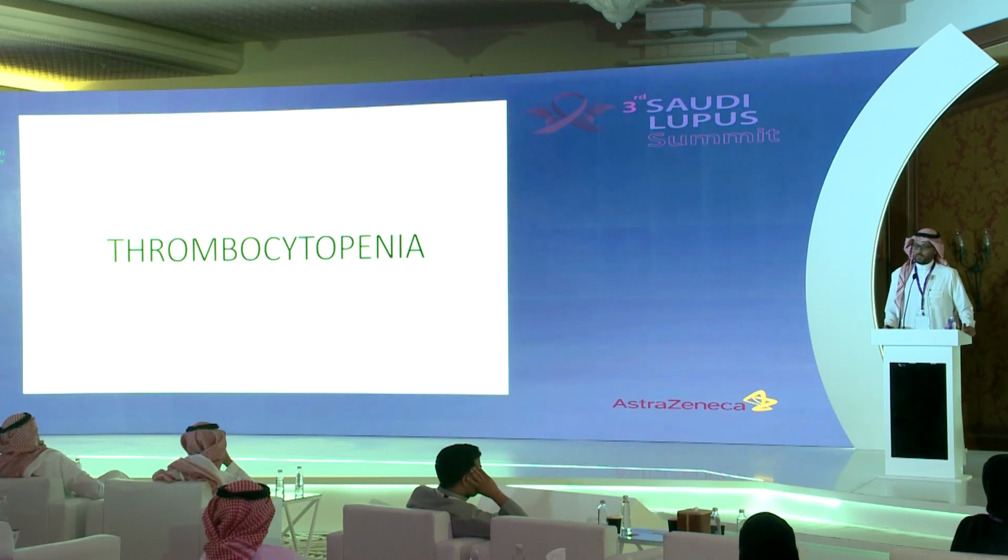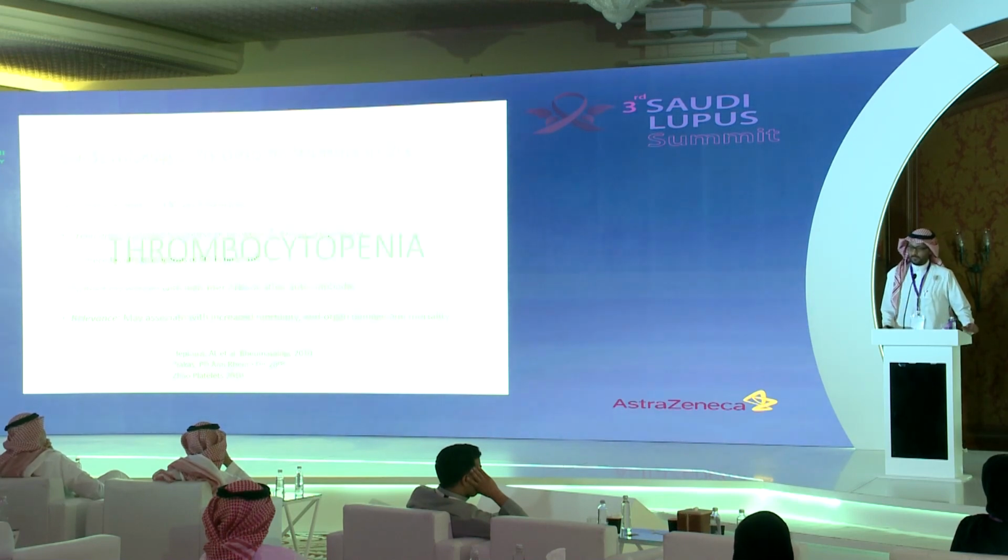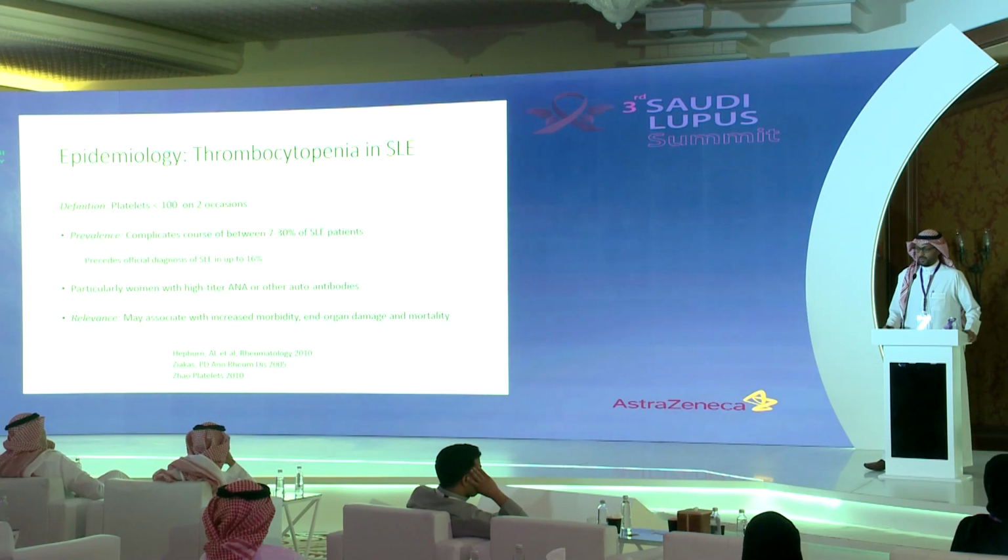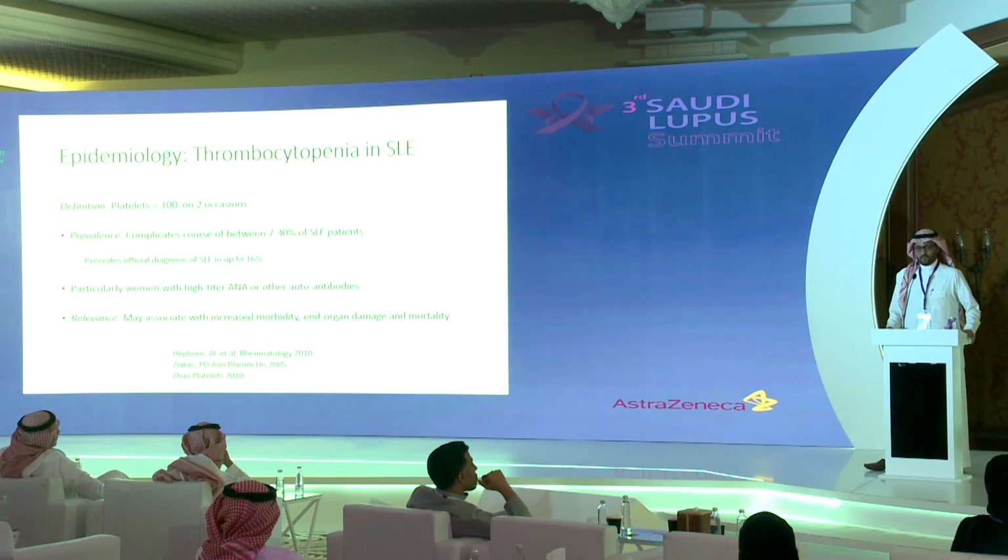Thrombocytopenia. This is the area where most of our interest actually comes from. It is common. Just to agree upon the definition, it's a platelet count of less than 100,000 on two or more different occasions. It's actually prevalent; you might find it anywhere between 7 to 30%, depending on what cohort you are looking at. It's particularly high in young females with a highly positive ANA.